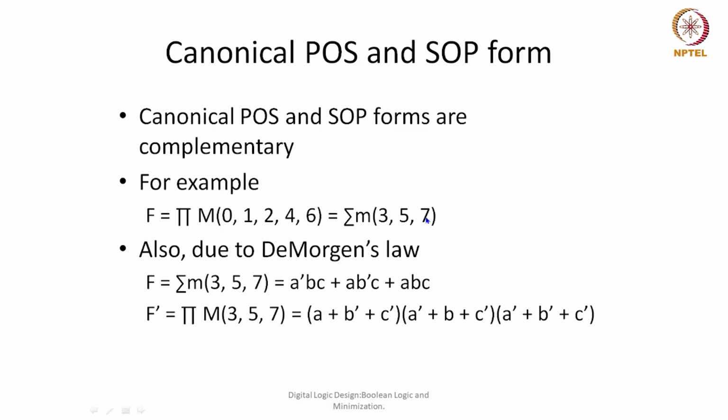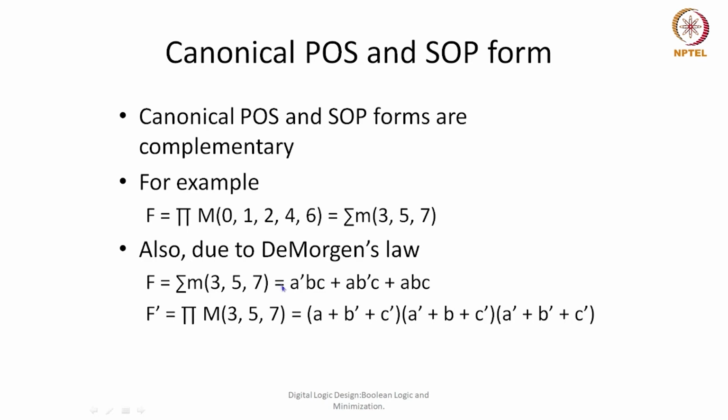And the other relation between min terms and max terms is because of De Morgan's law. If I want to complement a function, let's say f is a function of the sum of min terms 3, 5 and 7, then in f dash all of these 3, 5 and 7 would be 0 and all the rest of them would be 1. So I can also say that f dash is actually the product of max terms 3, 5 and 7.